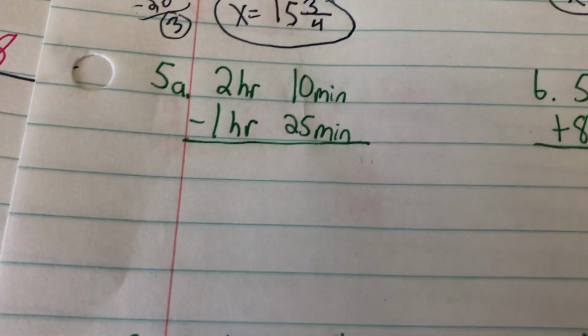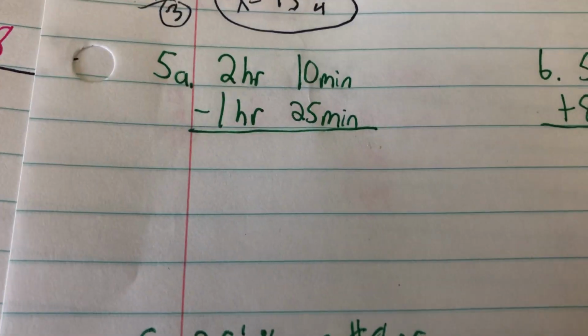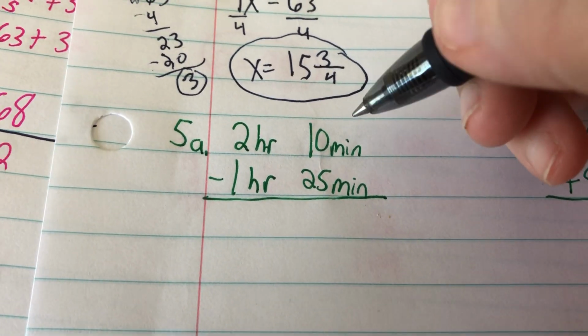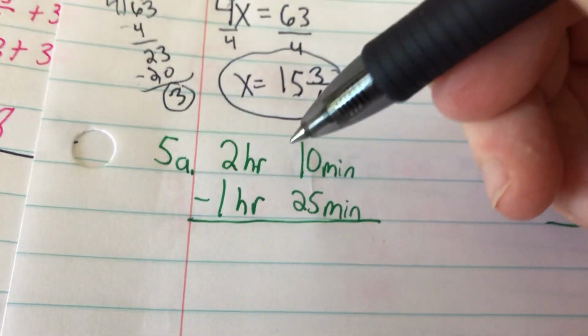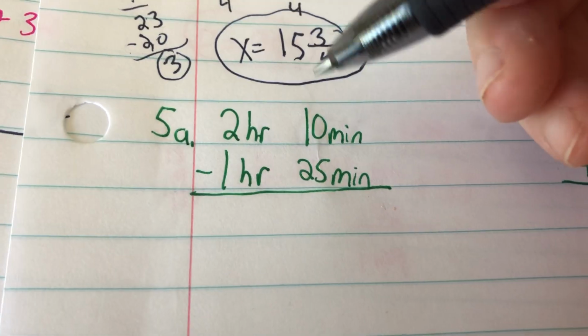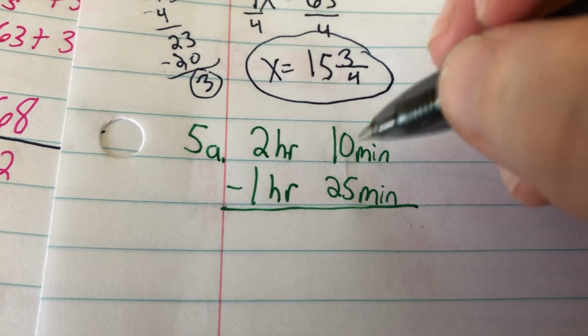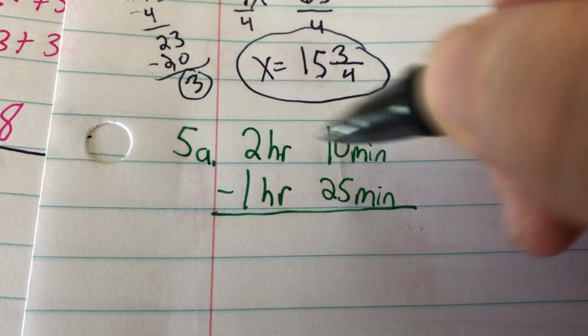On 5, this is back to our compound measurements. We're doing 2 hours, 10 minutes minus 1 hour, 25 minutes. Make sure you're still following your rules of subtraction. I've seen some where we switch these, and we have to subtract just like normal. We can't take 25 from 10 though, so we have to borrow.